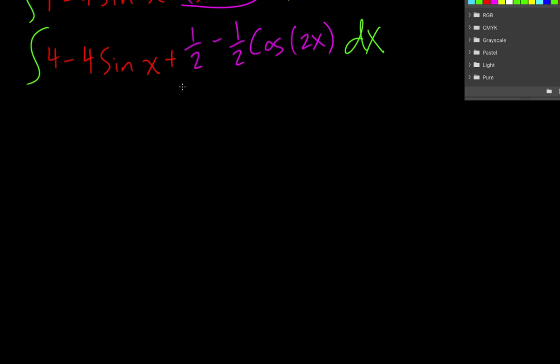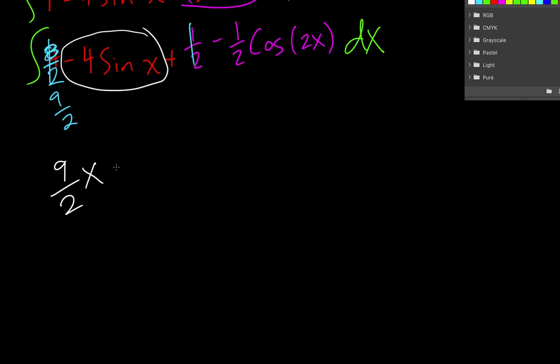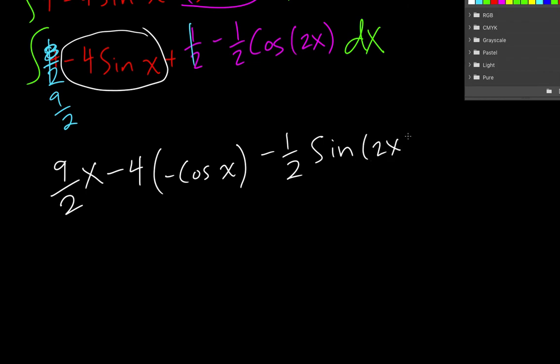Now we just need to integrate or take the antiderivative of all of this stuff. I could think of 4 as 8 halves. And if I add that, this and this become 9 halves. Okay, so now if we integrate, that's going to be 9 halves x. And then this piece, I bring down my negative 4. And then the antiderivative of sine is negative cosine. Okay, bring down my negative 1/2. The antiderivative of cosine is just sine. And then we have to divide by the derivative of the inside. So that's going to put another 1/2 out in front. Then we just need to clean this up.